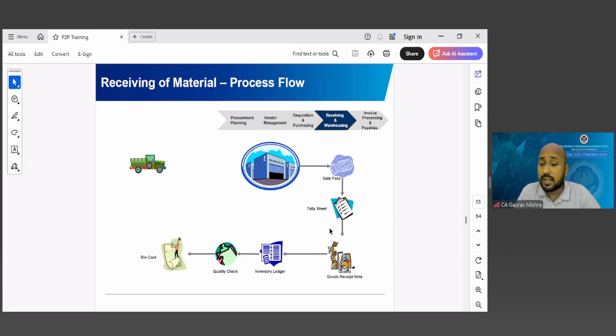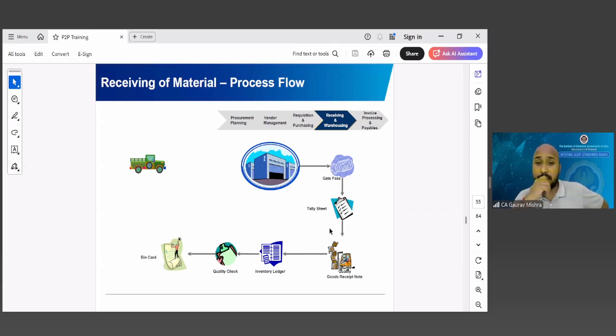So these are a few of the risks. At the time of making the GRN, your weighbridge is not integrated within the system. And if this is not the case, you can change it. Your weighbridge may show a quantity of 100 kg, but you can mention in the GRN that you have received 120 kgs. These are the types of risk which you will identify in the material receiving process.